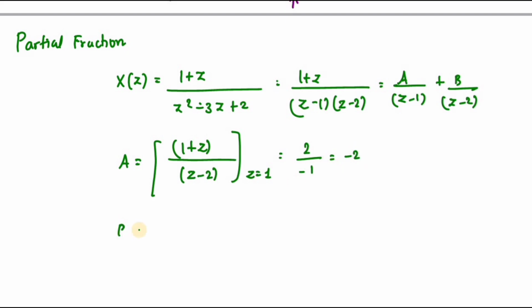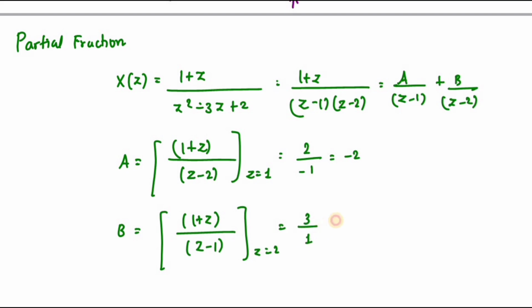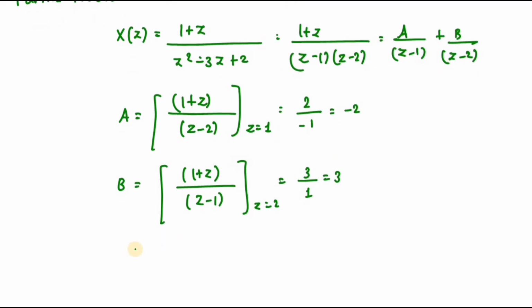Similarly, to find the value of b, 1 plus z divided by z minus 1. So here z value is equal to 2. So you will get 3 divided by 1, that is equal to 3. So you substitute in this equation. So you will get x of z is equal to minus 2 divided by z minus 1 plus 3 divided by z minus 2.